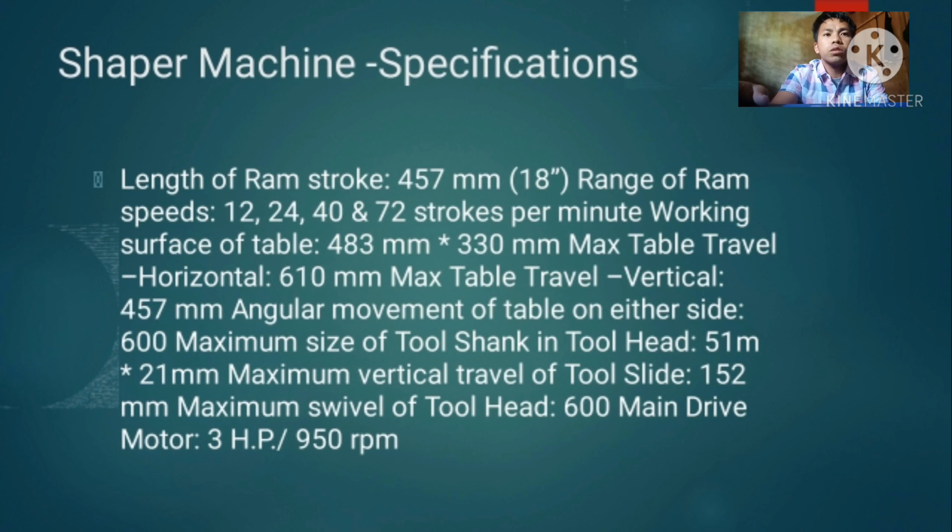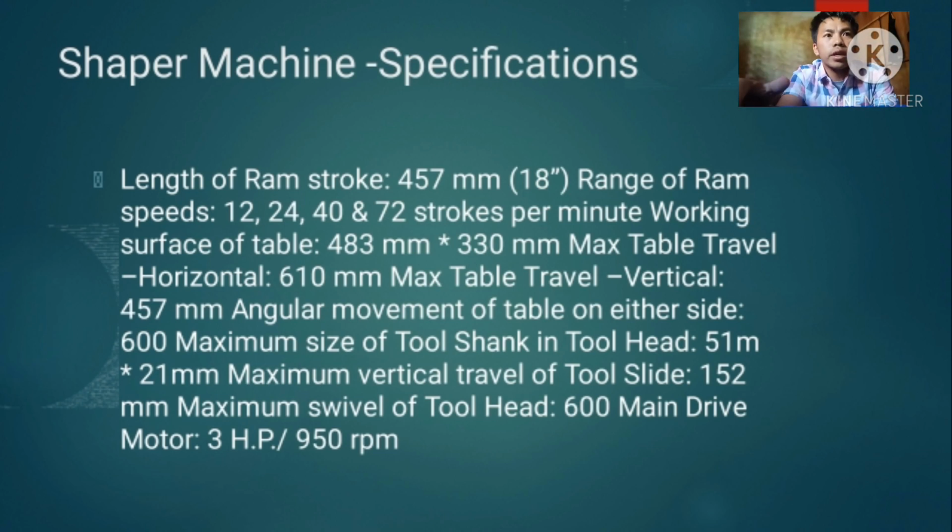Maximum size of tool shank is 21 mm maximum. Vertical travel of tool slide 152 mm maximum. Swivel of tool head, and main drive motor 3 horsepower.